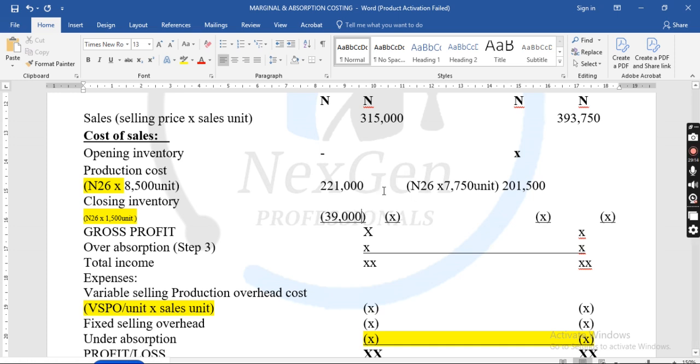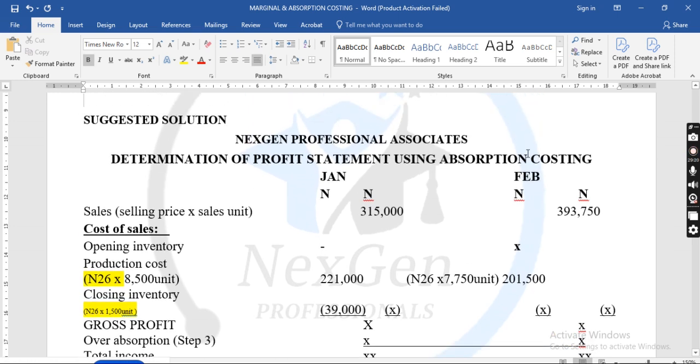So the closing inventory of January automatically becomes the opening inventory of February. The same cost, even if it is year 1 and year 2, the closing of January will be the opening of February, right? So you can have 39,000 as your opening. You don't need to multiply. The closing inventory of January will be the opening of February, right?